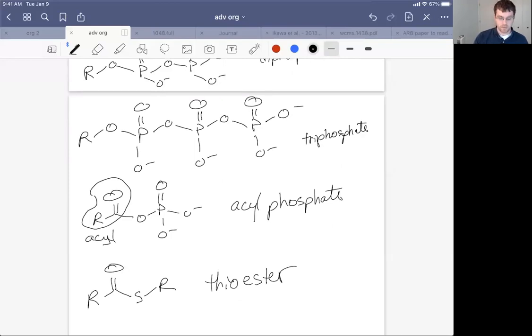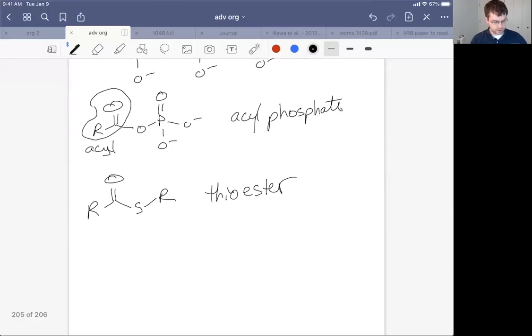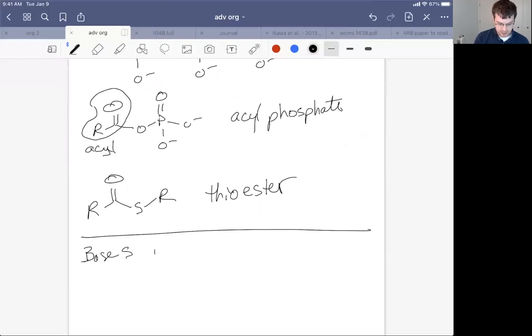Okay, the authors also went over acidity, and I know we've mentioned this, but I think it's helpful to review it in the context of biological molecules. So let's focus, and really we want to focus on their basic character. So bases in biomolecules.